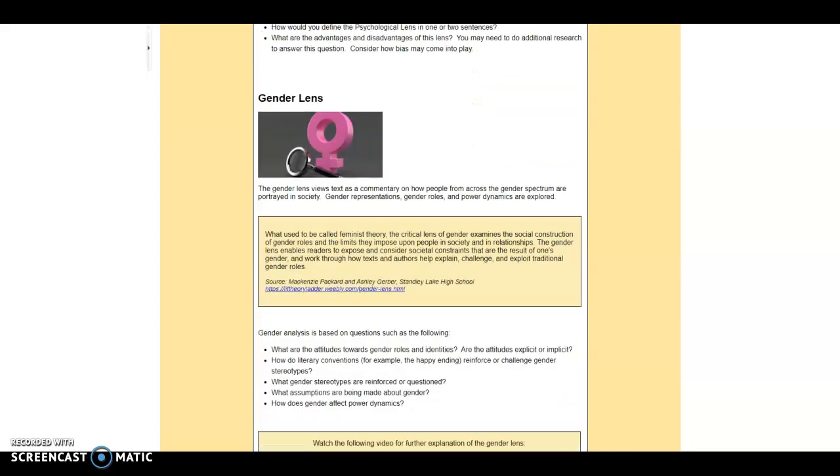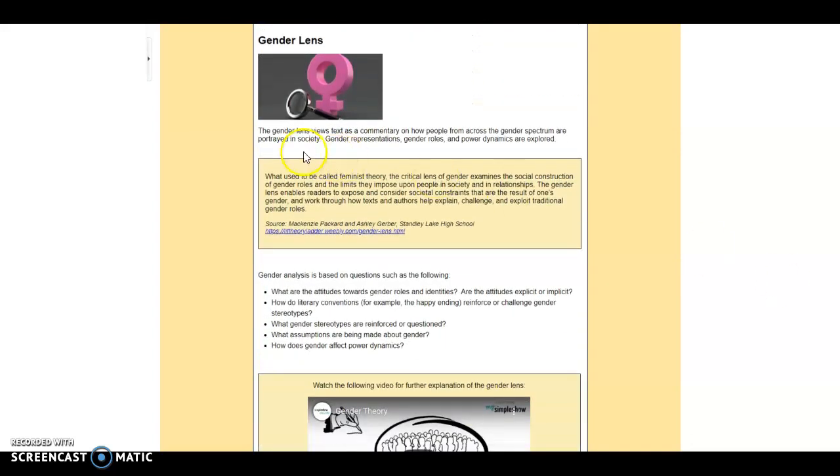And our fourth and final lens is called the gender lens. So the gender lens views a text, or views a story, as a commentary on how people from across the gender spectrum are portrayed in society. So what we're doing is we're looking at gender representation in the story, gender roles, power dynamics. So in the story, does one gender tend to hold all of the power? And in the story that you're reading, do you notice very specific gender roles where the men and women have specific roles and perform specific tasks in the story?